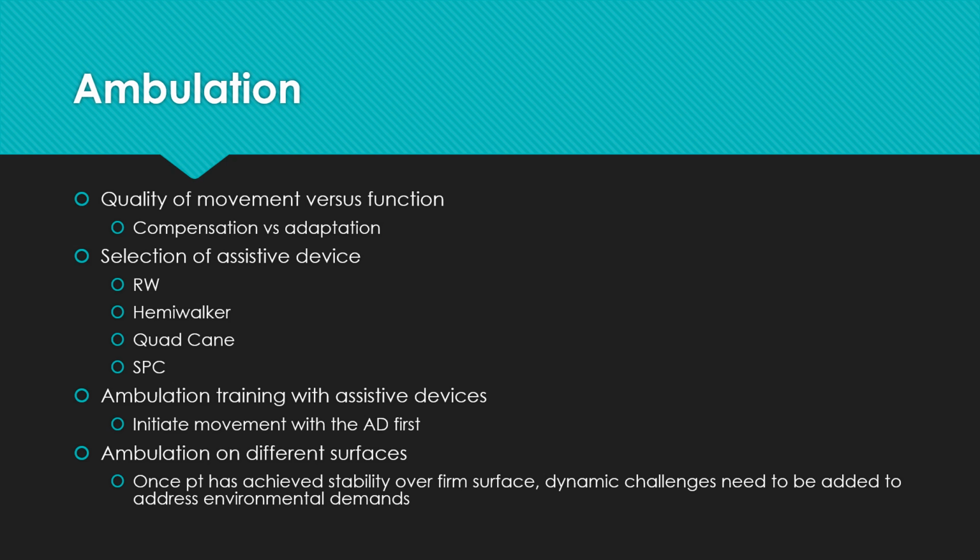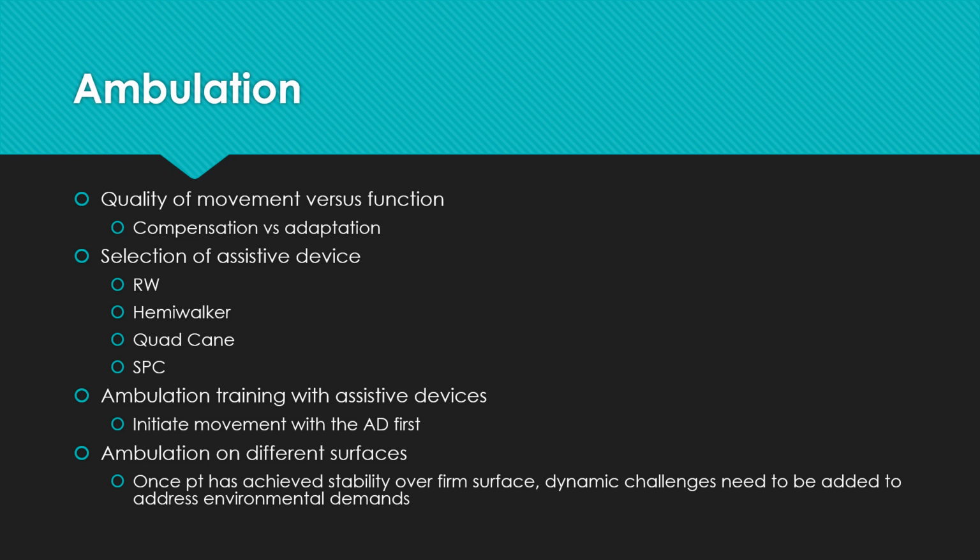So a rolling walker is going to be more restrictive than a hemi walker, that's going to be more restrictive than a quad cane, that's going to be more restrictive than a single point cane, because they get a smaller footprint as you go down the list here. But that smaller footprint also means that they are less stable as you go down the list.